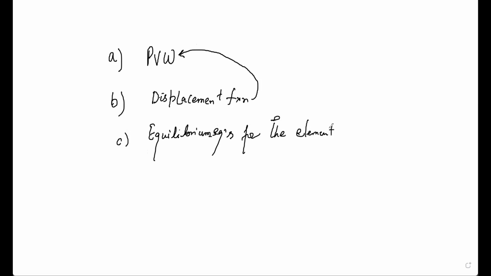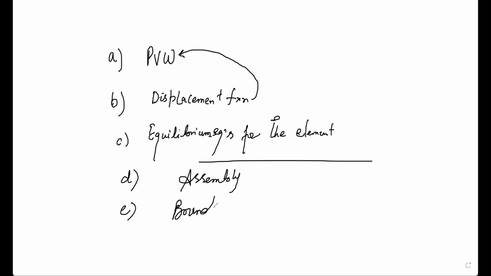Then we will be assembling those equilibrium equations. The fourth step will be assembly. And the fifth step will be applying the boundary conditions.